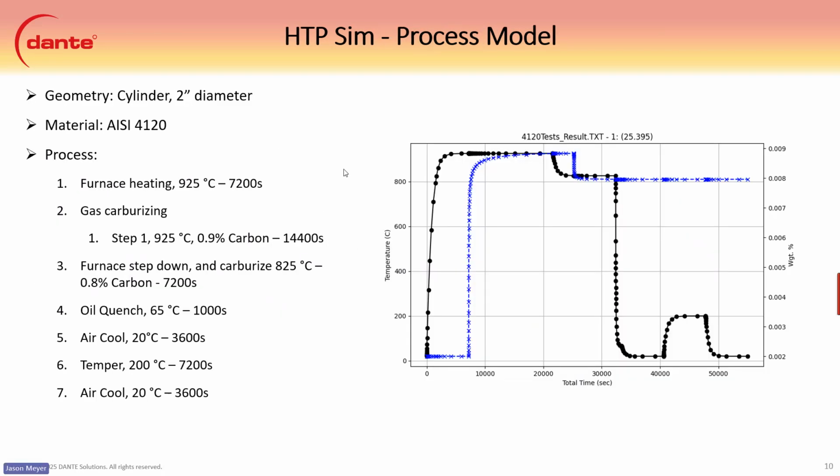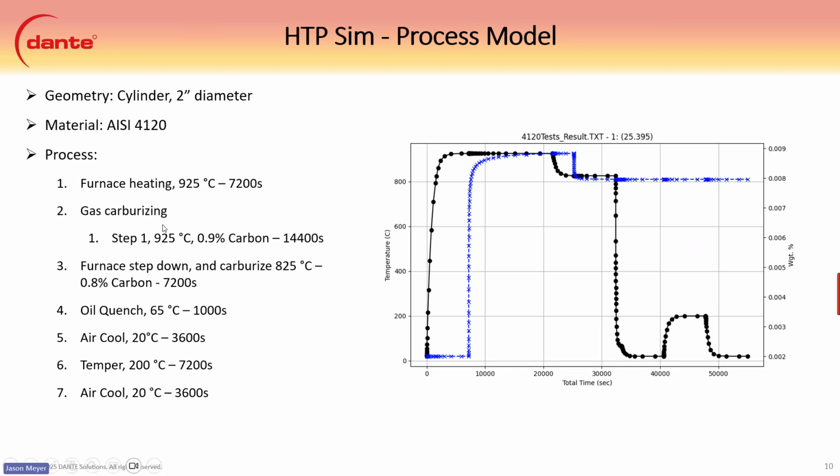So getting into it, this is the process we're going to model today. We're going to assume that we have a 2-inch diameter cylinder made from 4120 material. During the process, we're going to have a furnace heating that up to 925 degrees C. And then we're going to gas carburize at that 925 degrees C with a 0.9 carbon potential for about 4 hours. And then we're going to ramp the temperature down and the carbon content down to 0.8. And then we will oil quench and then air cool to bring it back to room temperature. And then we'll temper and then air cool again.